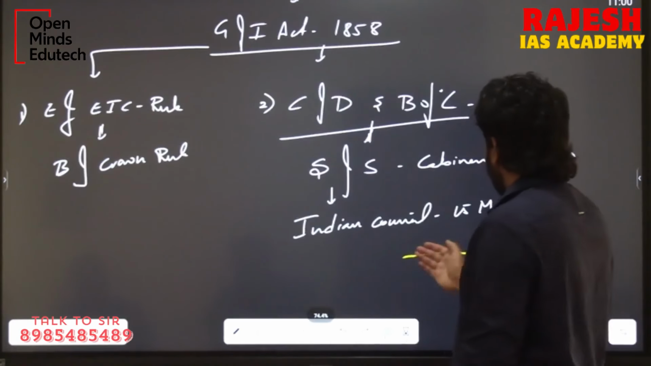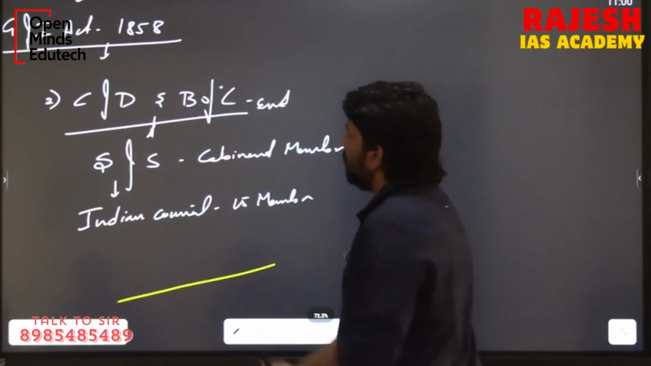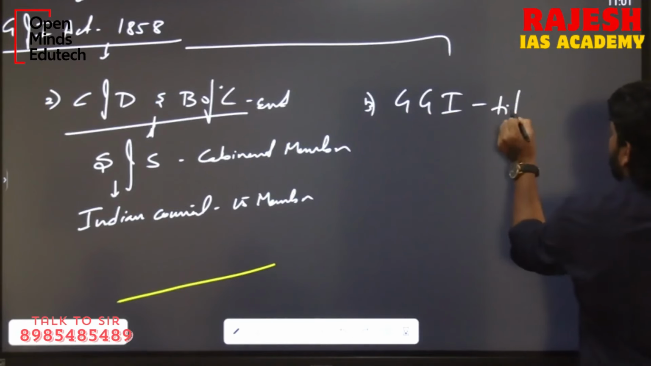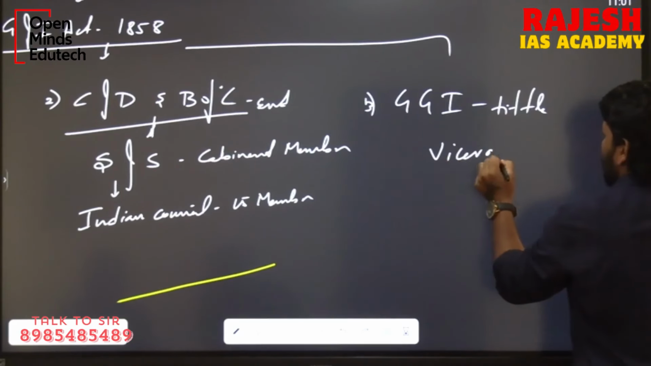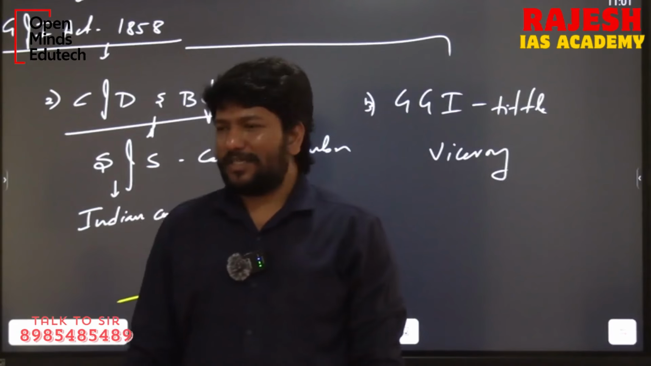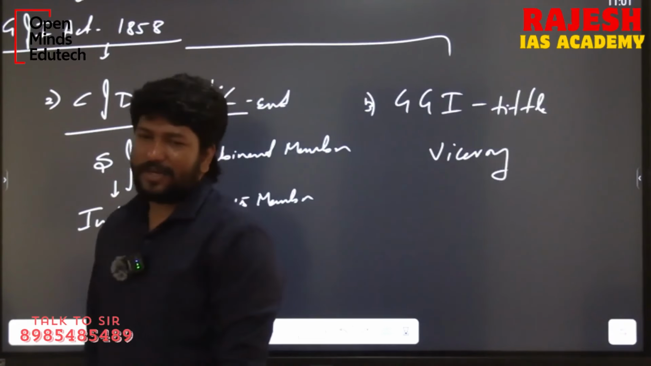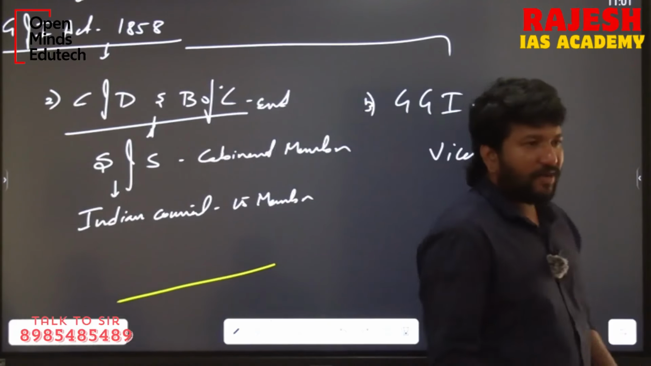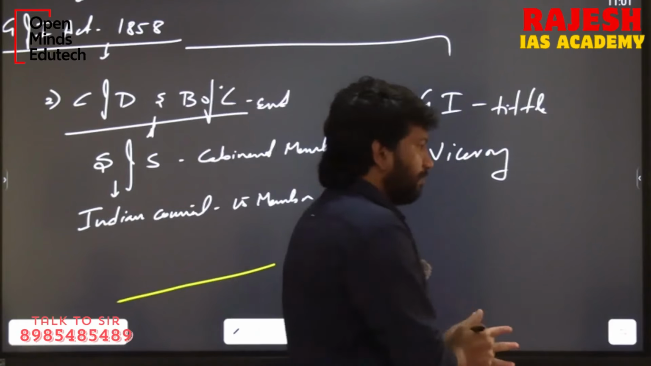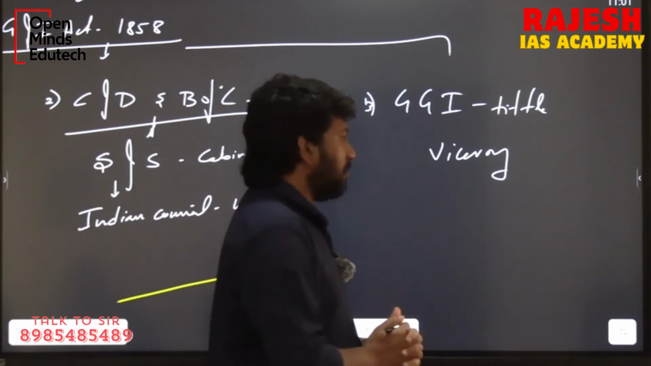Clear? Next one. The Governor General of India is given a title: Viceroy. Viceroy of India. Edward Henry Stanley, I think, but cross-check. Who is the first Secretary of State? It is Edward Henry. So the Governor General is given a title called Viceroy, which means a direct representative of the crown. Who is the first Viceroy? Lord Canning.